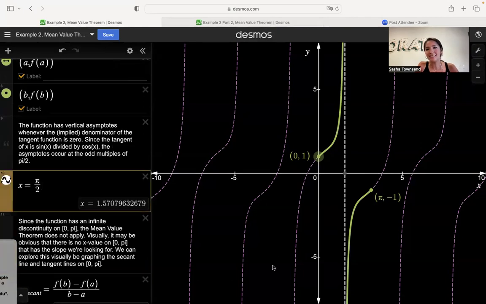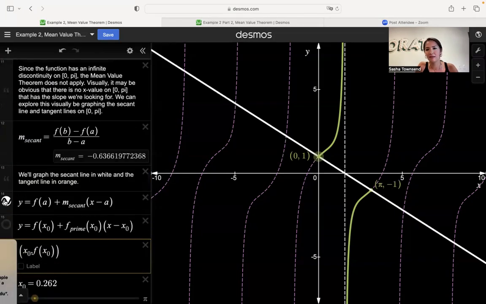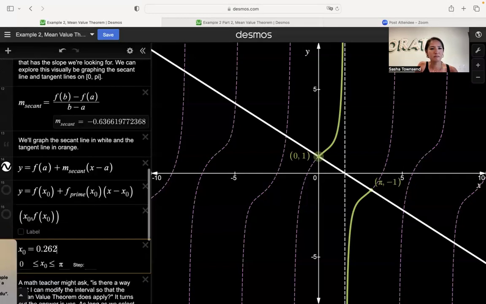If I wanted to draw the secant line, the line that's passing through the 2 points, it would look like this. And that's just a line with a negative slope, right? If we look at the calculated slope of the secant line using Desmos, it's approximately negative 0.637. So that's our slope. Now the question is, is there any x value on the interval from 0 to pi such that the instantaneous rate of change equals the average rate of change?